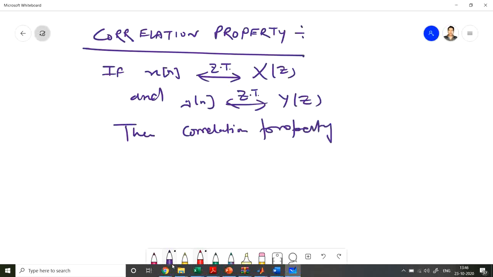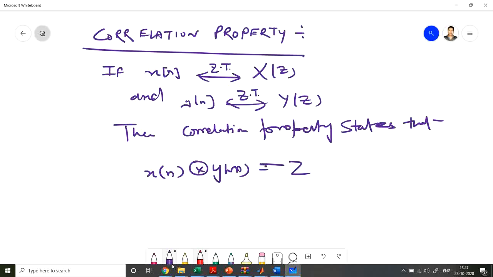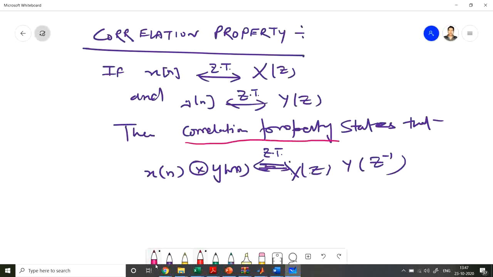states that x(n) correlation with y(n), if we take the z transform of that, is equal to X(z) multiplied by Y(z inverse). So this is called the correlation property.